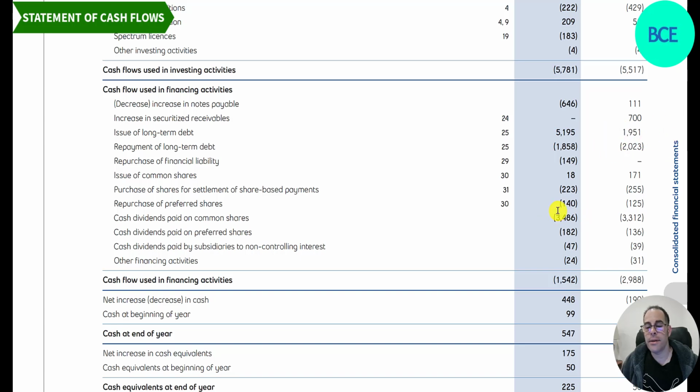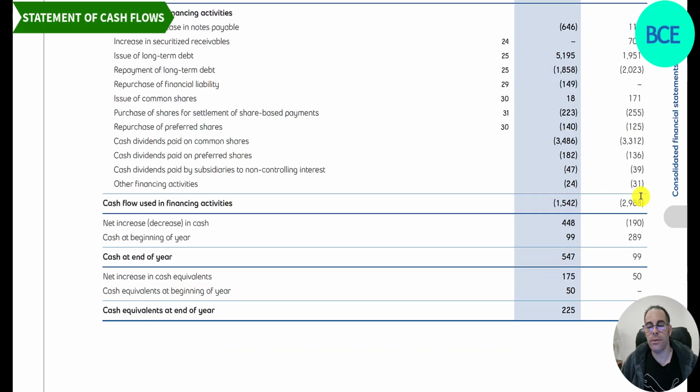They pay a lot in dividends, $3.5 billion, last year $3.3 billion. So in their financing section, they had a cash outflow of $1.5 billion. Last year, a cash outflow of $3 billion.